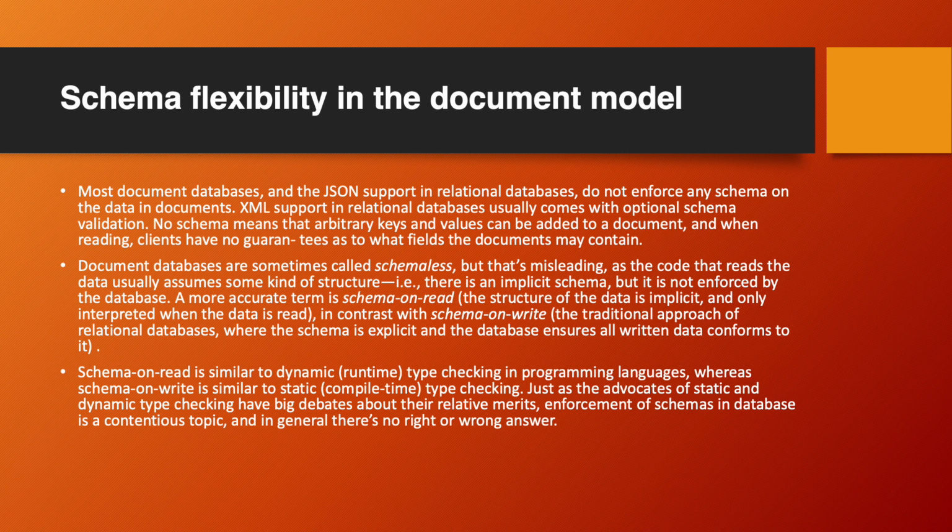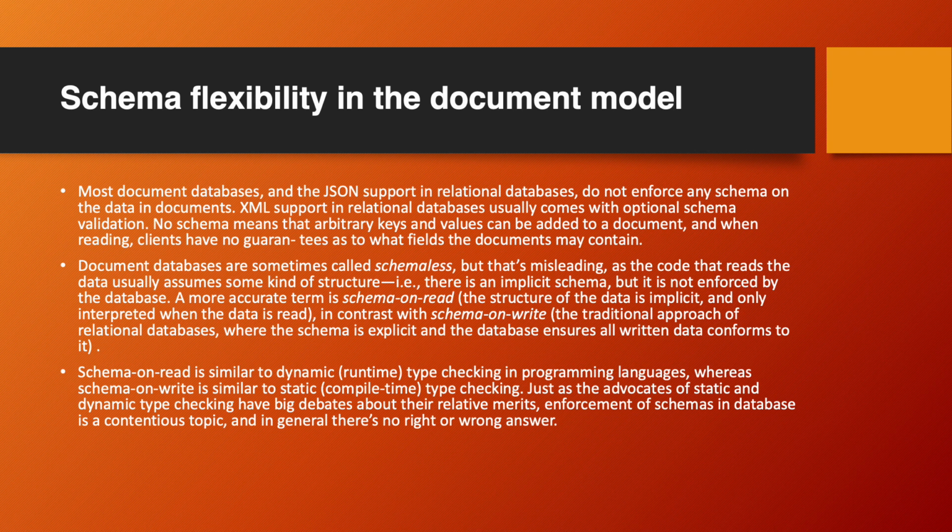Schema flexibility in the document model. Most document databases and the JSON support in relational databases do not force any schema on the data in documents. XML support in relational databases usually comes with optional schema validation. No schema means that arbitrary keys and values can be added to the document, and when reading, clients have no guarantees as to what fields the document may contain.